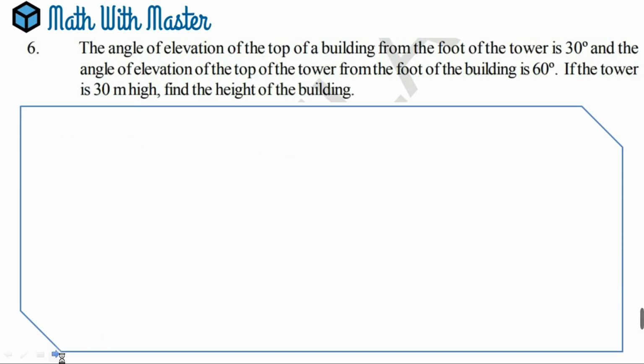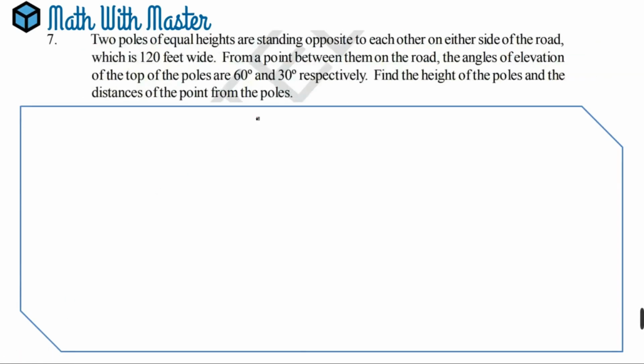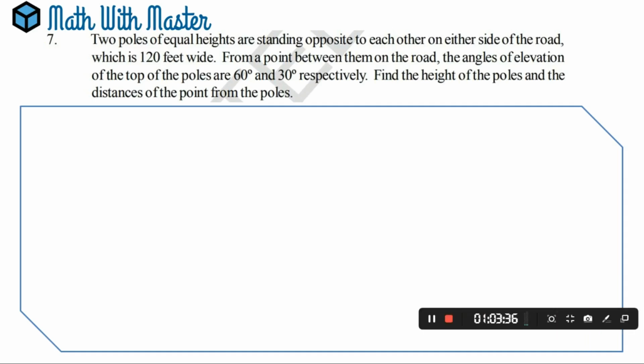So now we will move towards the next question. This is the next question. Two poles of equal heights are standing opposite to each other on either side of the road, which is 120 feet wide. From a point between them on the road, the angles of elevation of the tops of the poles are 60 degrees and 30 degrees respectively. Find the height of the poles and the distances of the point from the poles.